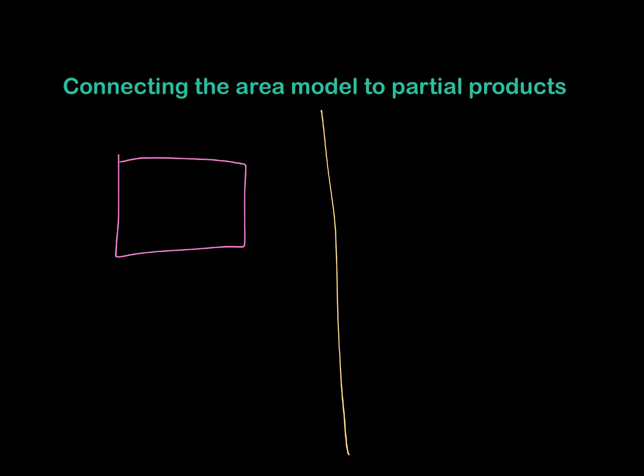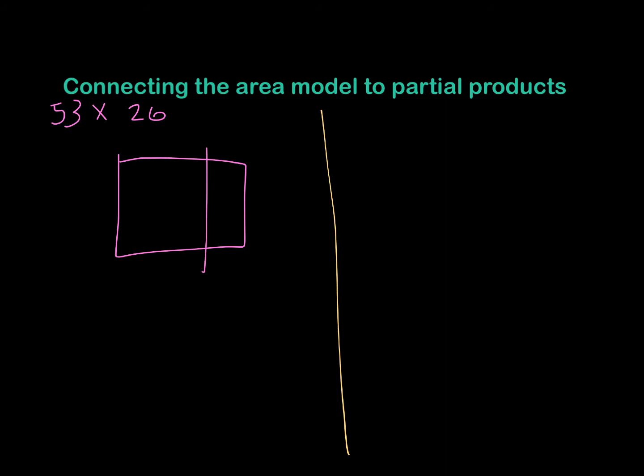In tonight's video, you're going to learn how to make a connection between the area model and partial products. We're going to do the same problem with both strategies, so you can see how they're very much alike. First, we're going to do the area model. Our problem is 53 times 26.